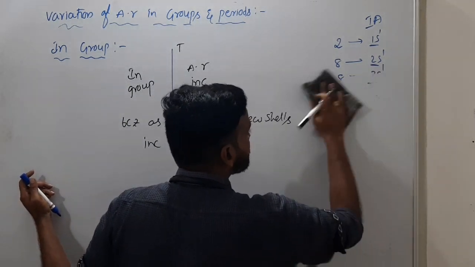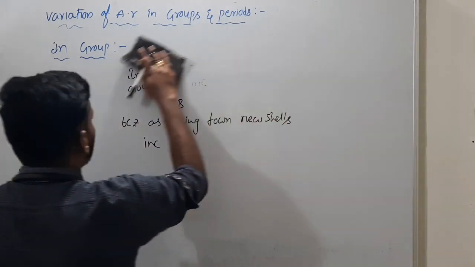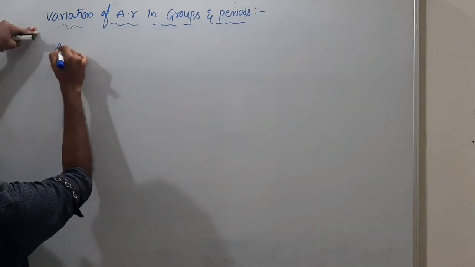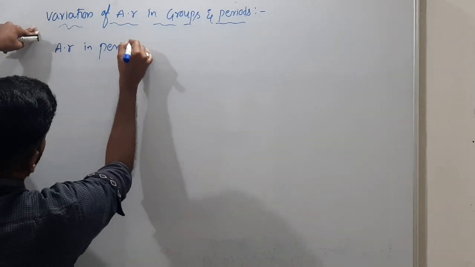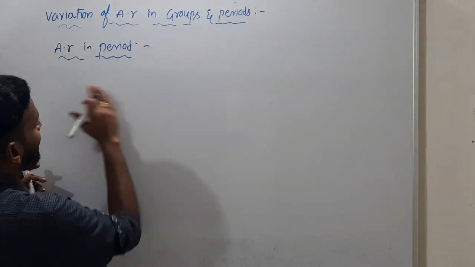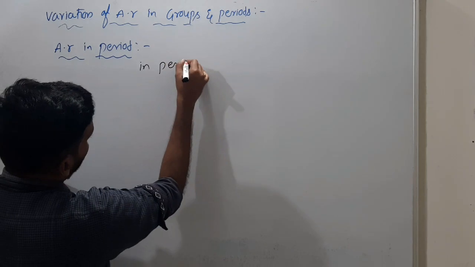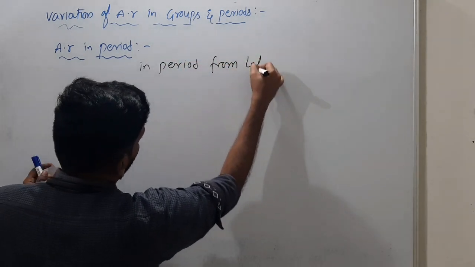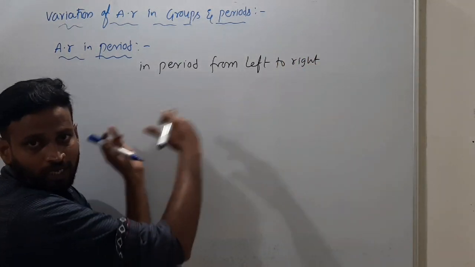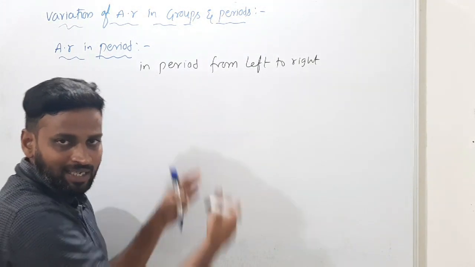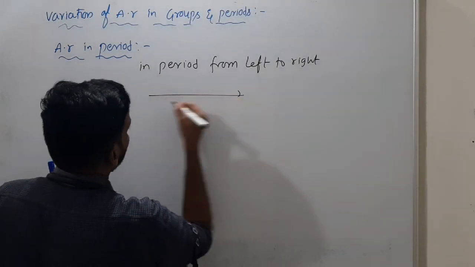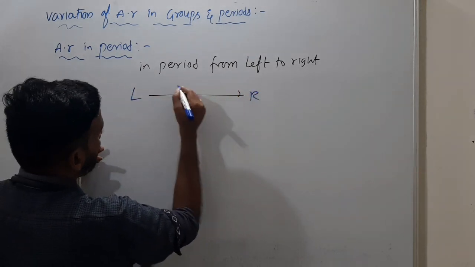Now we will discuss what happens to atomic radius in a period. That we have to discuss. So now, atomic radius in a period. What happens in a period from left to right, because a period means the 7 periods, left to right. Horizontal rows are called periods, vertical columns are groups. I gave this in the previous class, right? Like that you have to remember. So in a period from left to right, what happens?